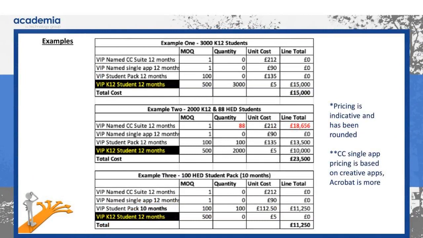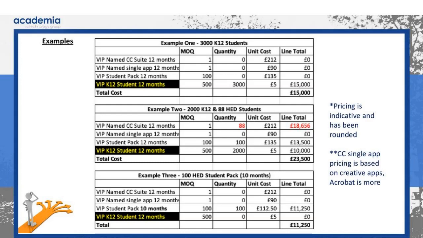So we'll go into some examples here. Before I go into anything, I need to probably call out the caveat. The pricing here is all very indicative and has been rounded. Please come to us for any formalised quotes and we'll be more than happy to send those over to you. And also on the single application, the second option on each of these examples is a VIP named single app. The indicative price for that is based on a product like Photoshop or Premiere Pro. Acrobat is more, but other applications like Rush can be less. So again, speak to us case by case, but hopefully these examples and figures should give you some indicative figures to identify the implications for you.